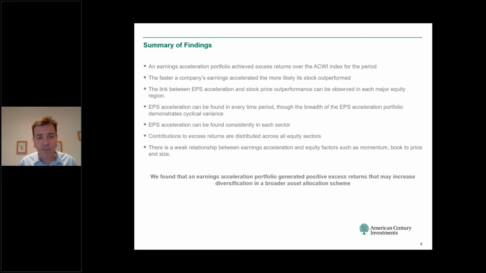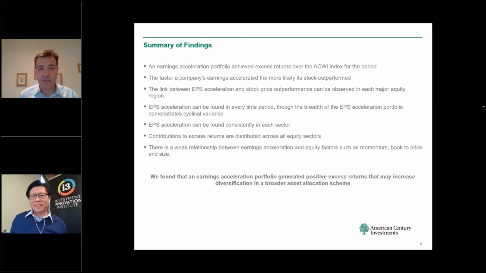And so building on this last point, we therefore concluded that an earnings acceleration portfolio would be additive to both the returns and the diversification of a traditional equity allocation scheme. And that really is the finding that we thought merited sharing more broadly. So, thank you very much for the opportunity to share our findings, and I'd be very happy to open up for any questions.